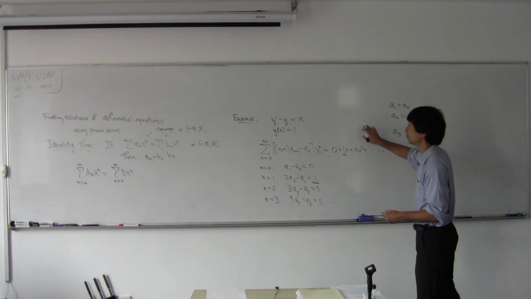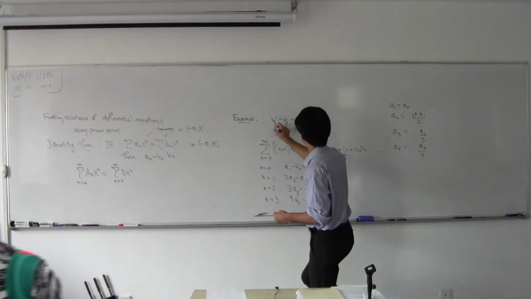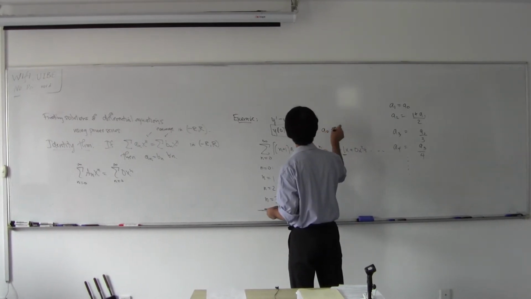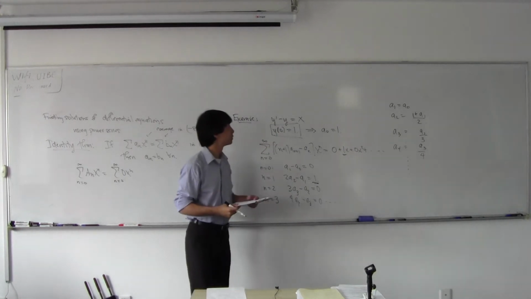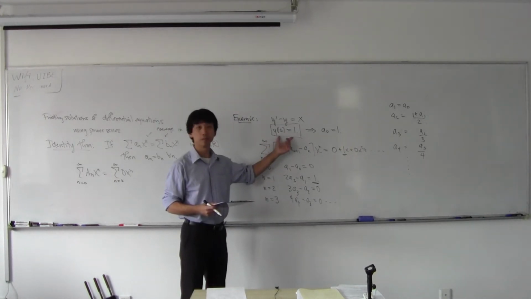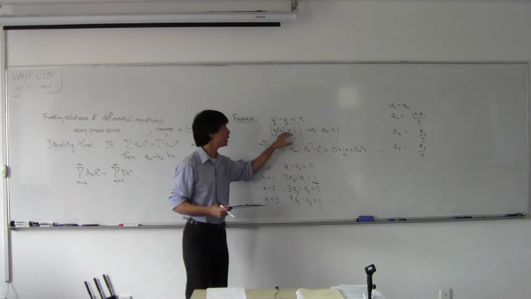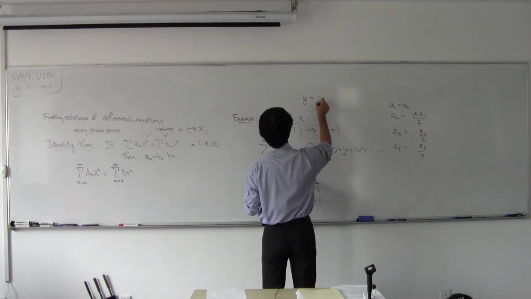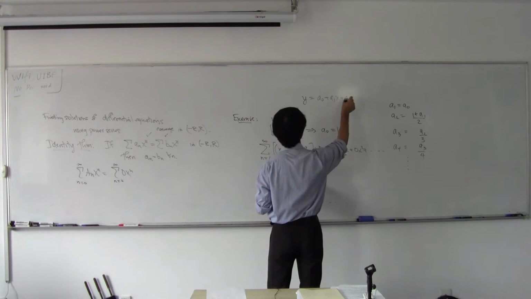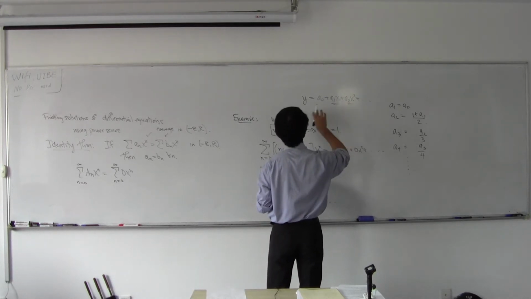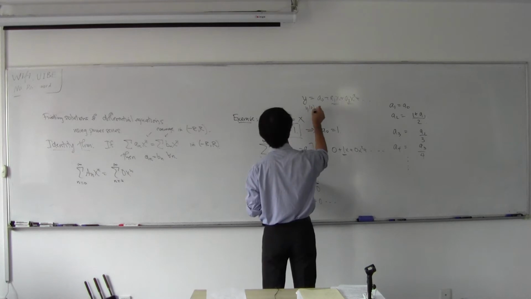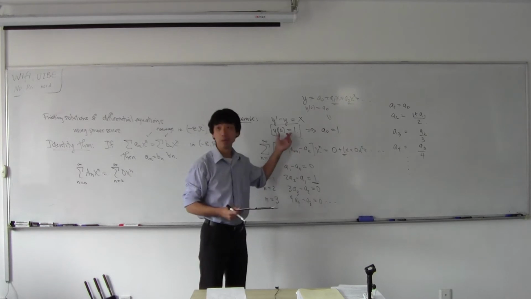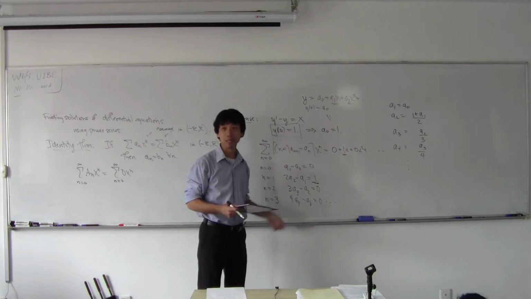And then you notice that since y of 0 is 1, that tells you that a0 is 1. Is that clear? Because y is a0 plus a1x plus a2x squared plus so on, so y of 0 is a0, which is 1. So we're just going over the example that we finished with last time.